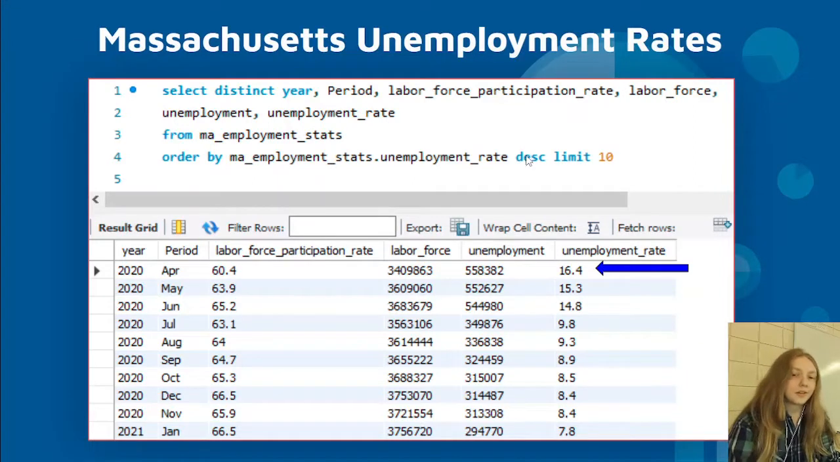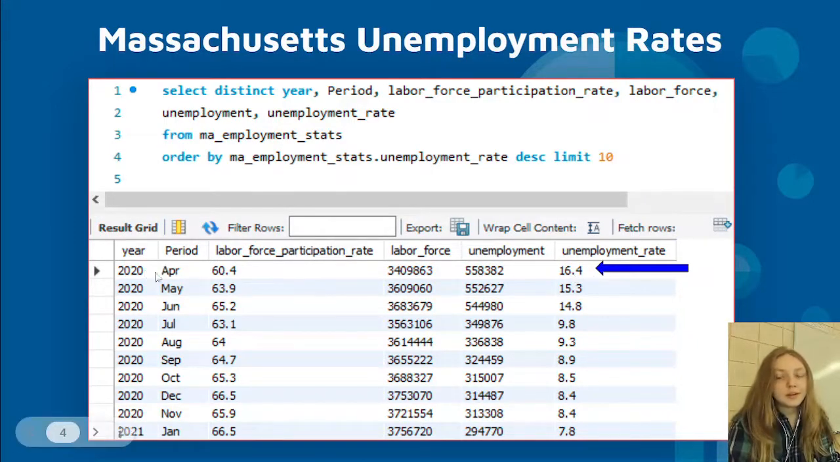So here is a screenshot from MySQL Workbench showing the top 10 unemployment rates between 2011 and 2021. Here we can see that the top value was a 16.4% unemployment rate during April of 2020. And we can see that during that time, the labor force participation rate was 60.4%.